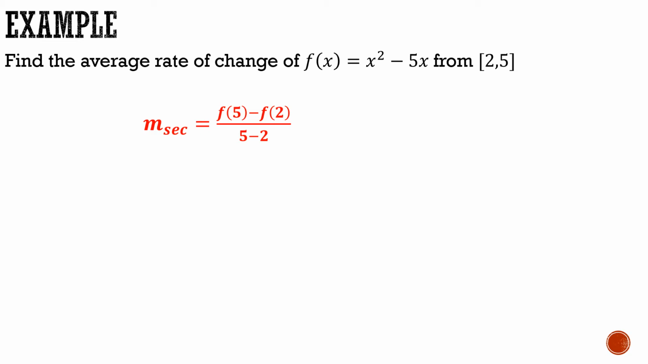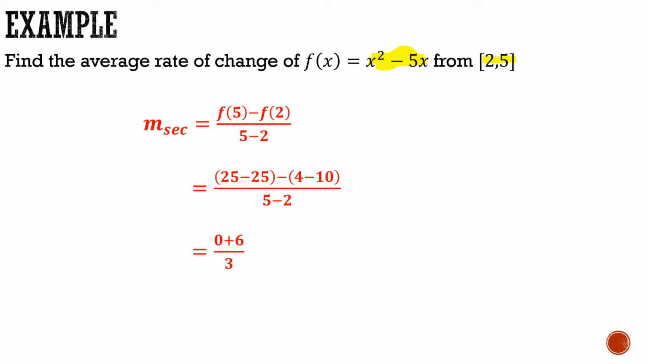So the first thing I want to do is set up my formula. My formula says to basically do the change in y over the change in x. So I'm going to do f of 5 minus f of 2. That's my change in y. And then my change in x would be 5 minus 2. Now for f of 5, I have to plug that into the formula, so I get 5 squared minus 5 times 5, which is 25 minus 25, minus, and then f of 2 would be 2 squared minus 5 times 2. So again, I'm literally taking these x values and plugging them into my formula up here. And so once I do that, it's just a matter of simplifying.